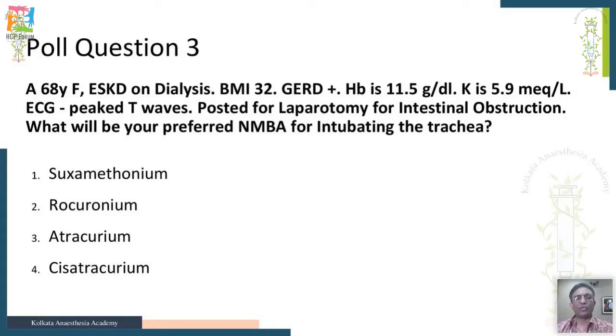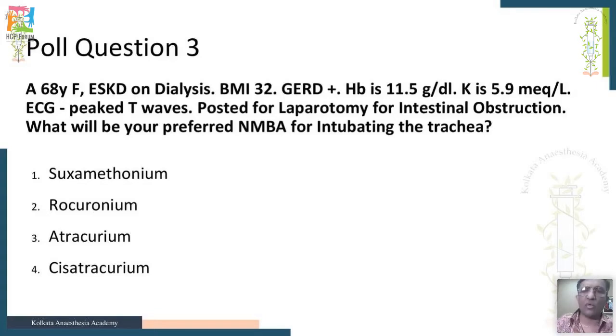So you need to intubate the trachea. So what will be your preferred neuromuscular blocking agent for intubating the trachea in this lady? BMI 32, gastroesophageal reflux disorder, potassium 5.9, ECG peaked T waves. So your relaxant of choice to intubate the trachea would be suxamethonium, rocuronium, atracurium, or cisatracurium.